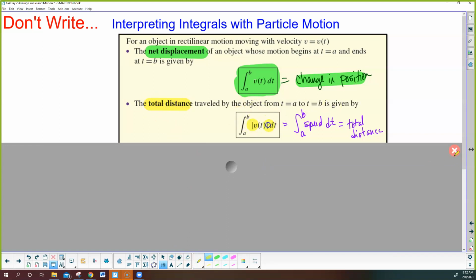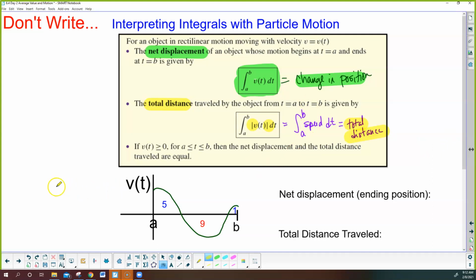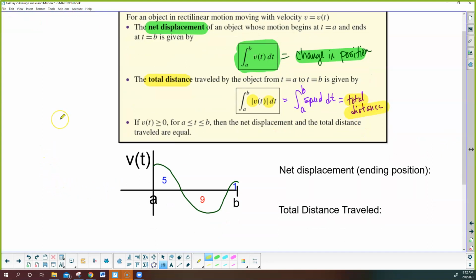The only difference is look at the absolute value bars. It turns all distance positive, and it adds up all the distance as if it was positive, which is really like the integral of the speed, because speed is always positive, but that's what represents total distance. So let me give you a quick visual, and again, you don't have to write this slide, because the next slide we're going to basically redefine this. So let me show you what we have here.